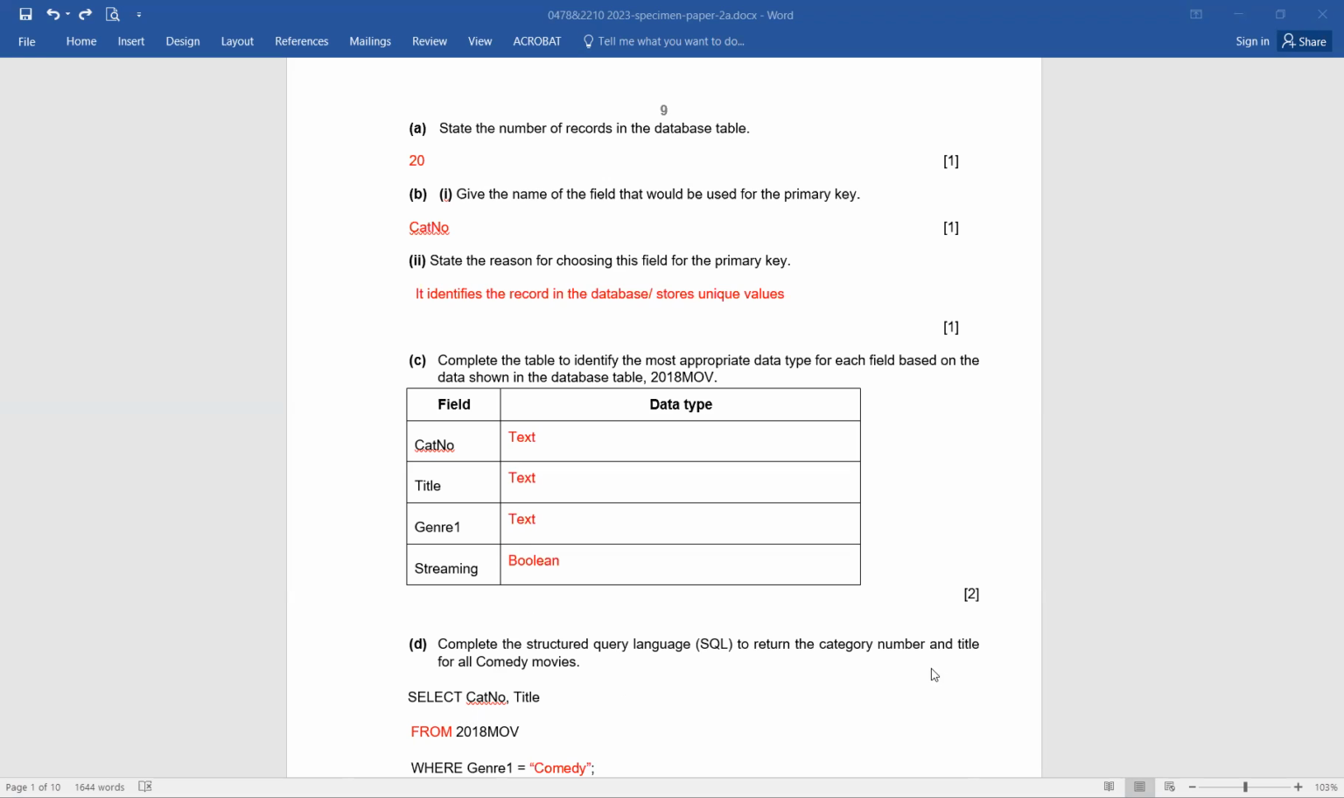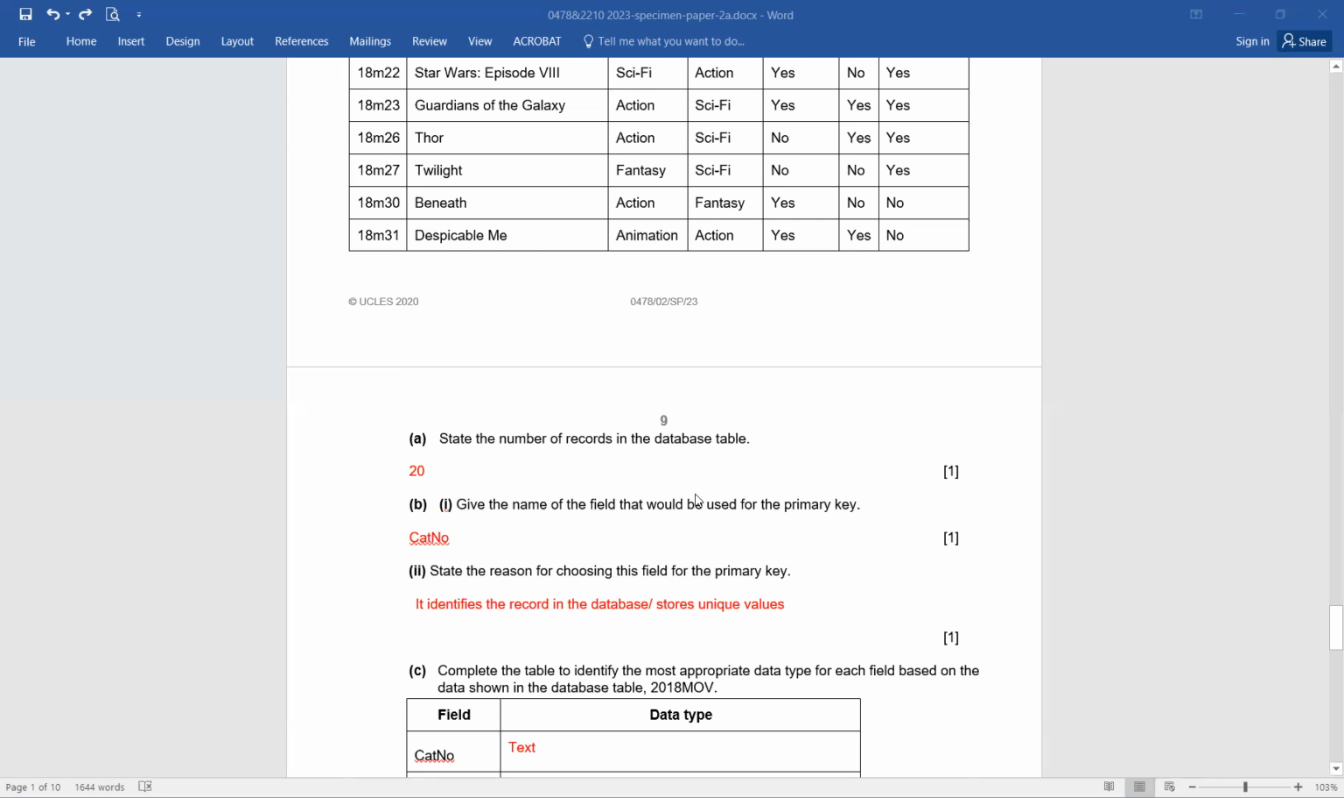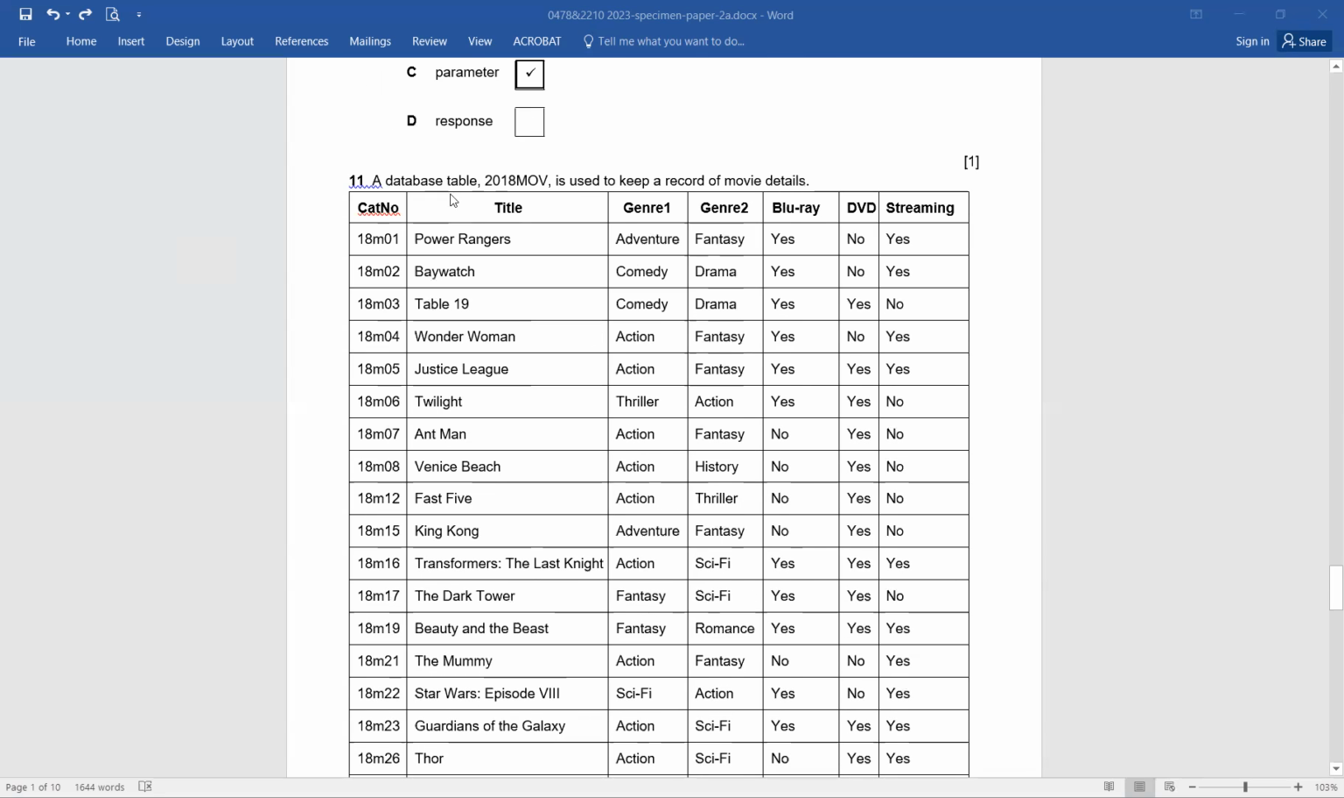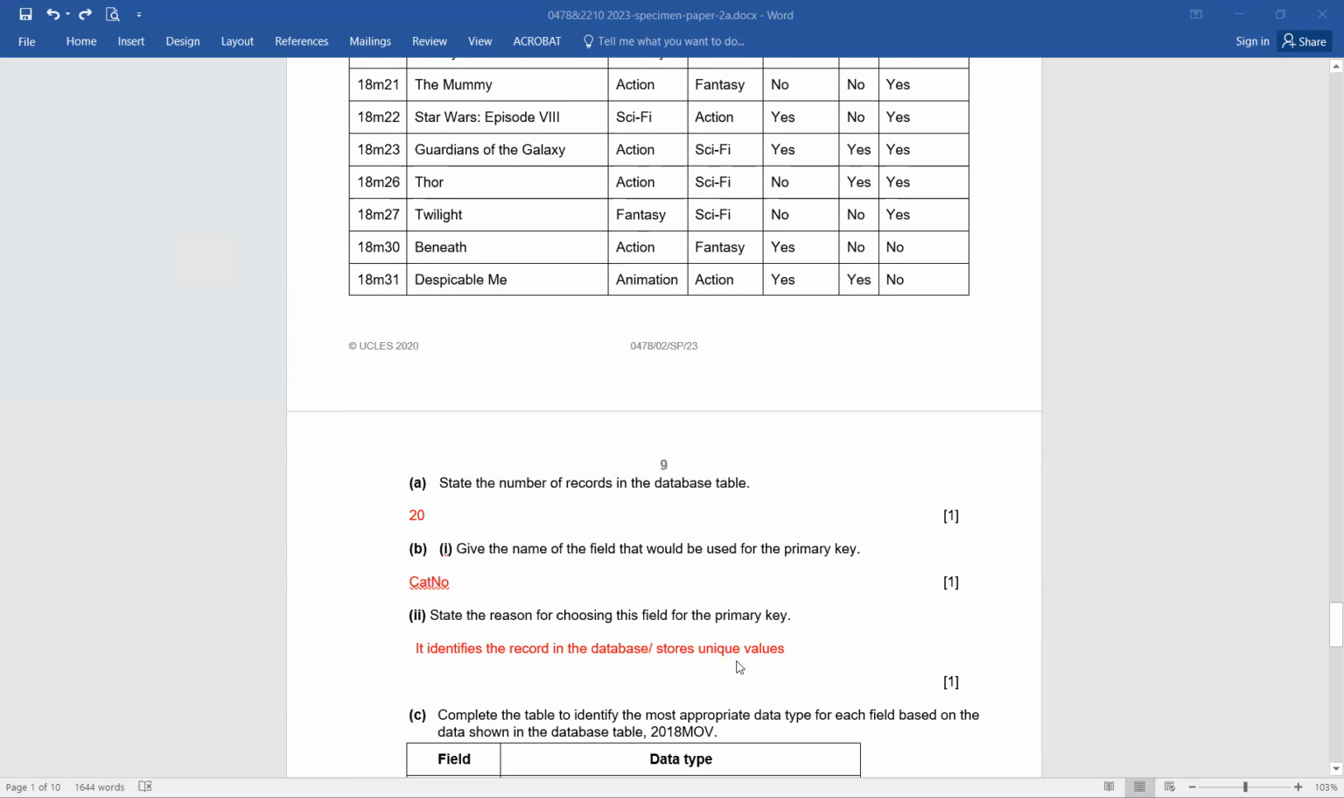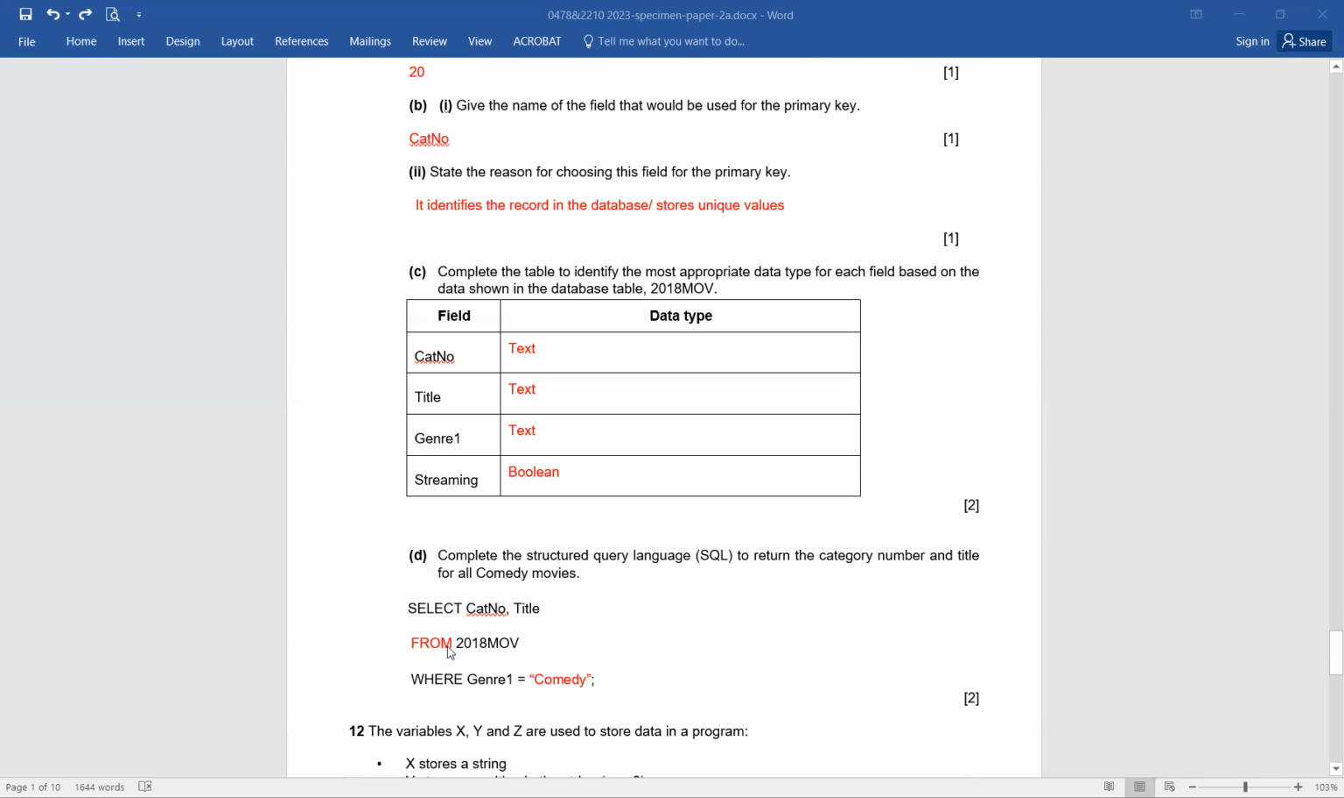So I mention title. From was missing here, so I wrote from which database table it is: 2018 movie. As you can see, in the beginning it was mentioned that 2018 movie is the database table. So your select statement will be: select cat-no, comma, title from 2018 movie. This is the table name.